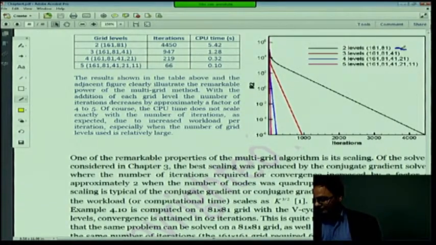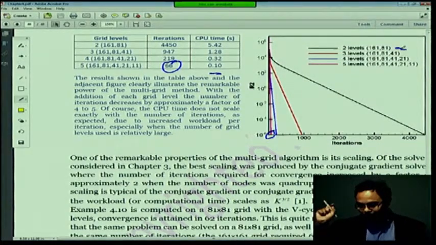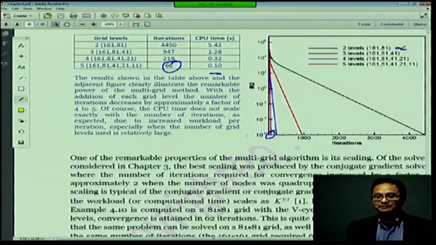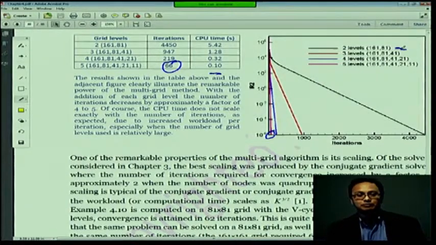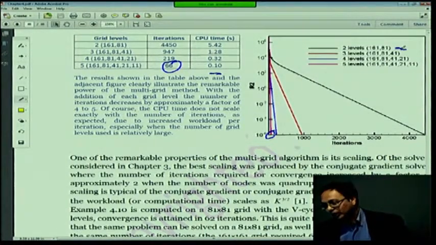Here's the table, 66 iterations, 0.1 seconds. It's almost, you just hit the enter button on your computer, the answer is there. Instantaneous almost. It's quite remarkable because, think about it, 161 by 161, that's 256,000 equations almost. We're solving that in 0.1 seconds. Did you have a question, Andre?